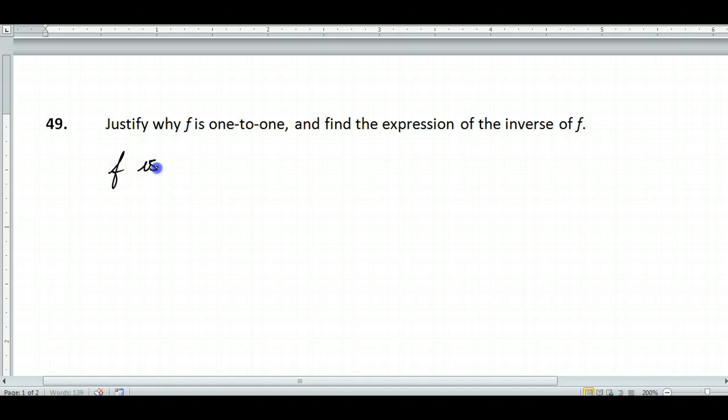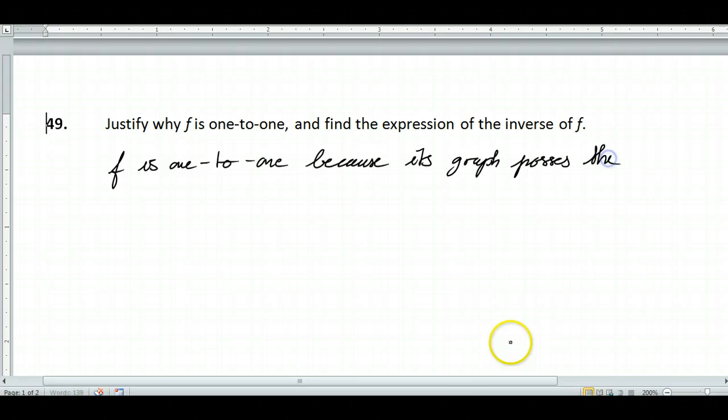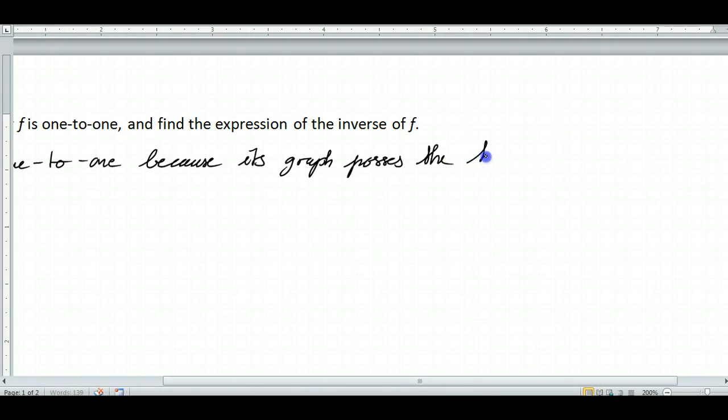F is 1 to 1 because its graph passes the horizontal line test. Horizontal line test. Okay, that's why.